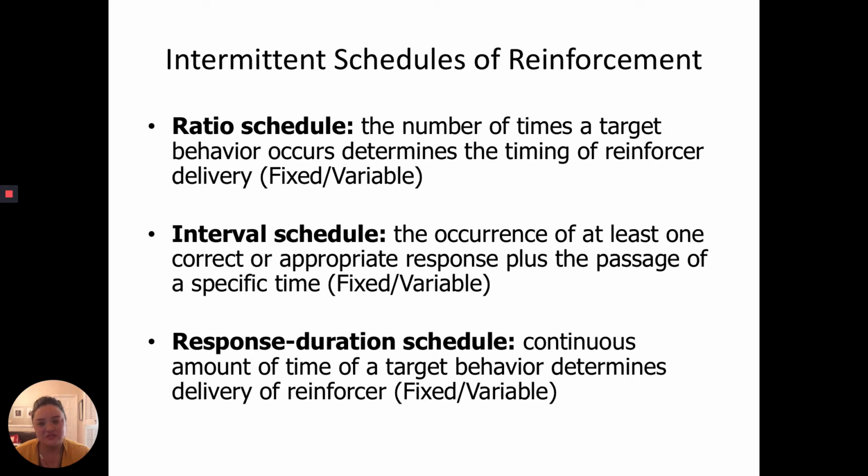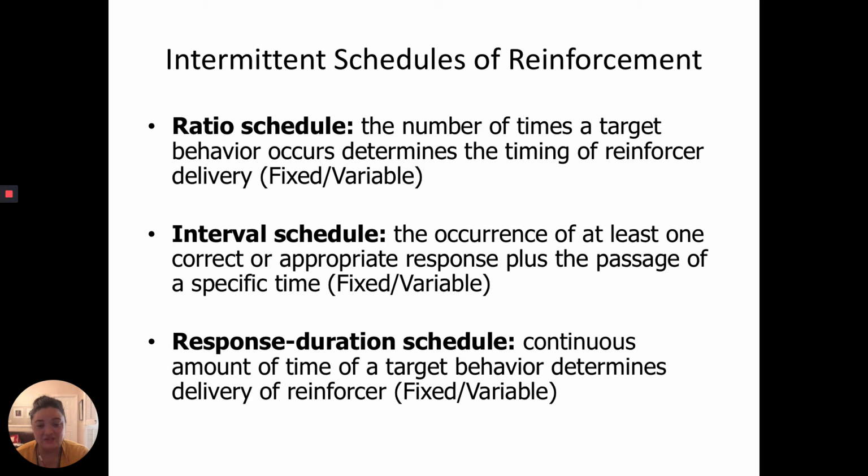So your book describes 3 different types of intermittent schedules of reinforcement. First is the ratio schedule, then the interval schedule, as well as a response duration schedule. So the type of intermittent schedule that you choose depends on the type of behavior you have. And for each of these types of schedules, they have what they call a fixed schedule as well as a variable schedule. All right.